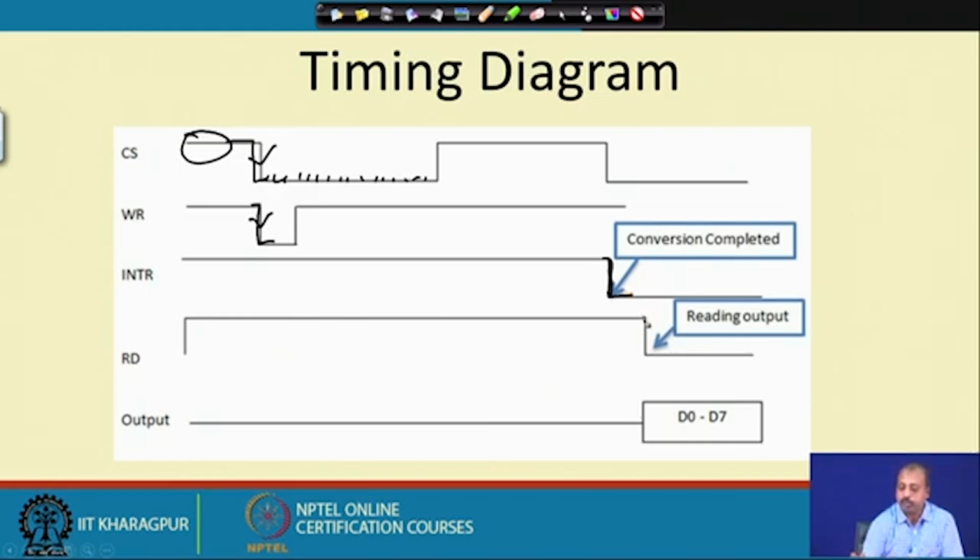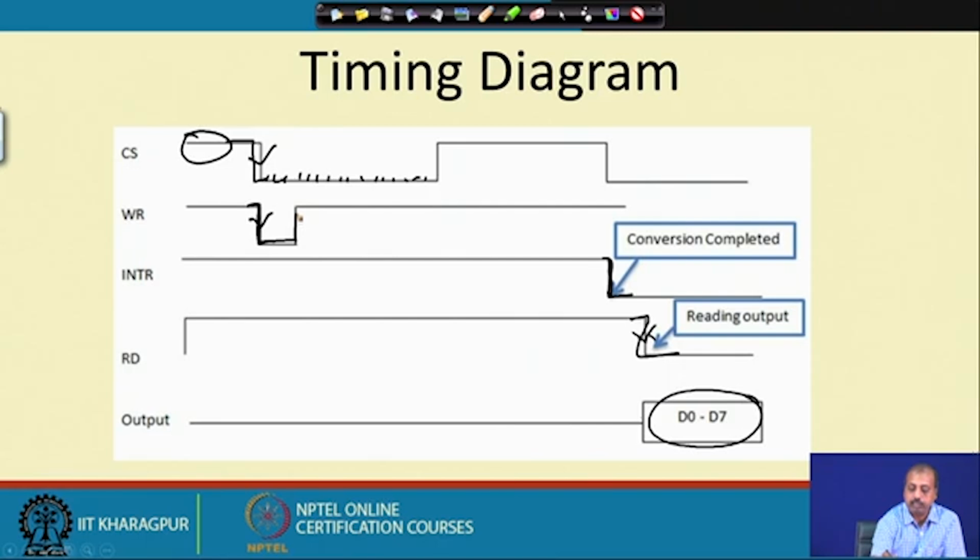Then the processor gives the read bar line. It makes a transition from high to low. So, this read bar line is given, and then the data is available on the data bus. So, it can read it. So, for the write bar line, we need to give a pulse.